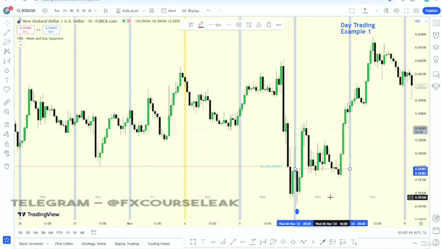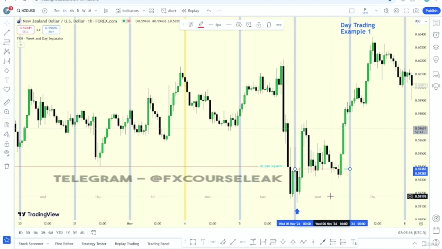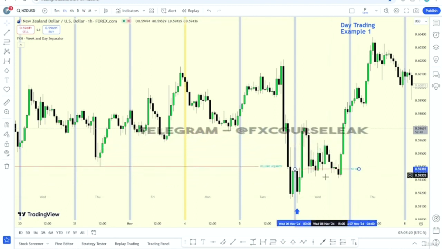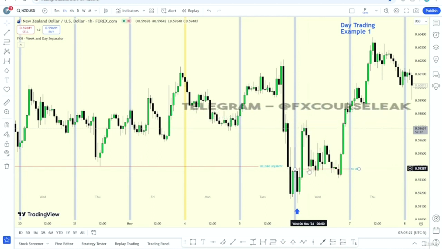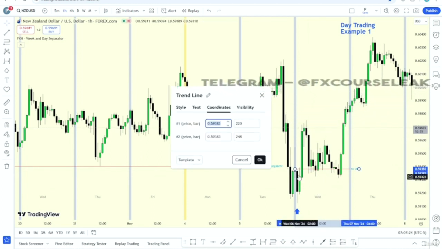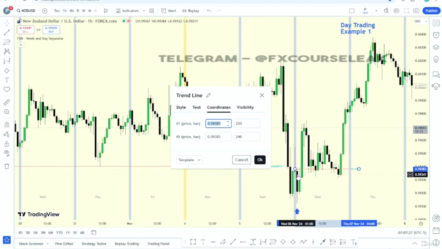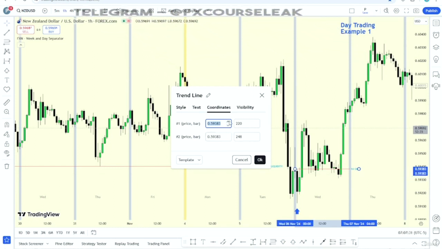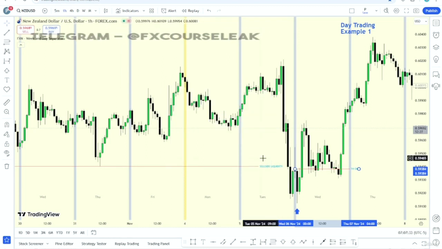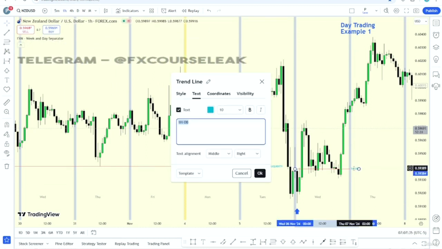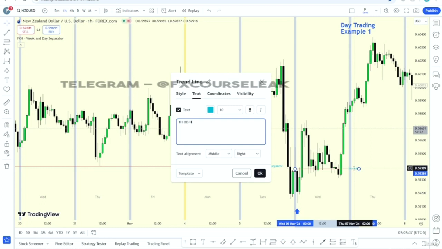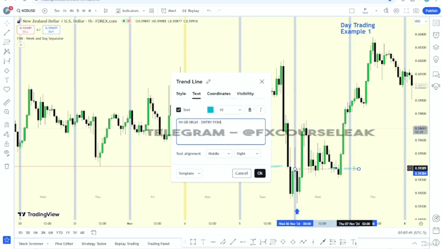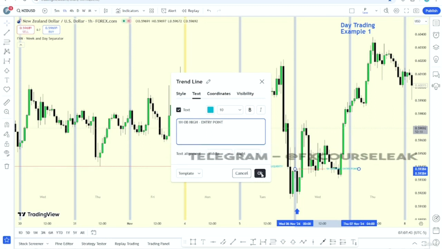So this is a 1 hour order block. I've drawn the high of the order block. Maybe I can capture the exact high, which is 0.59384. So that is the high of the order block. Maybe I can indicate here, order block high. This is our entry point.